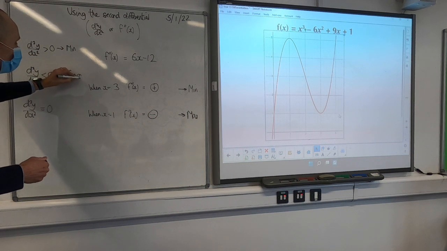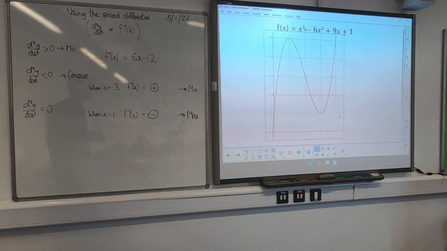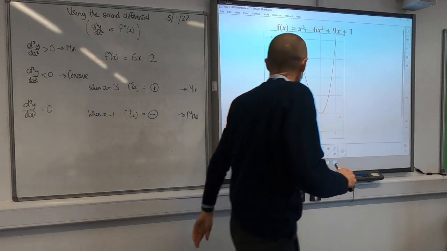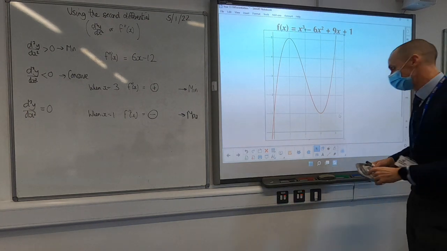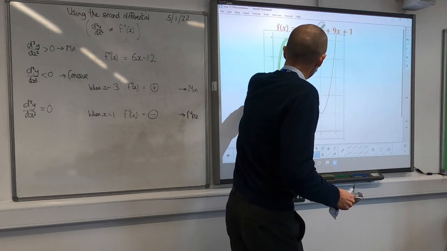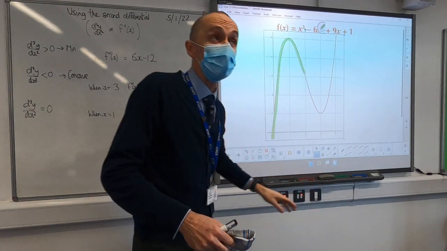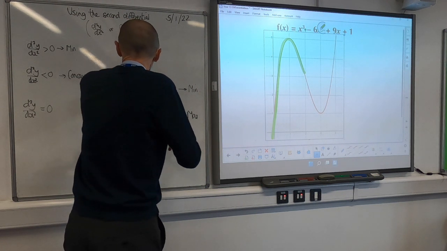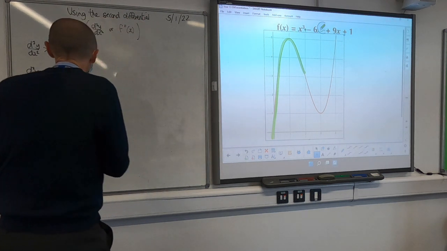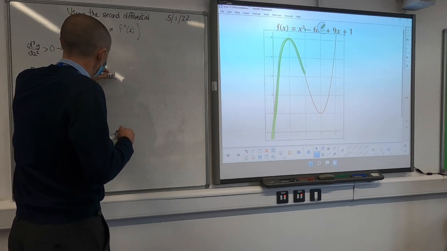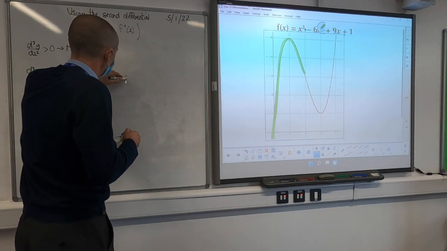concave. A function or a graph is concave if its gradient is getting smaller. So for this period, from all the way down here, all the way around there, the gradient of that curve is getting smaller. And we call that concave. We call that concave. So the gradient is getting smaller.